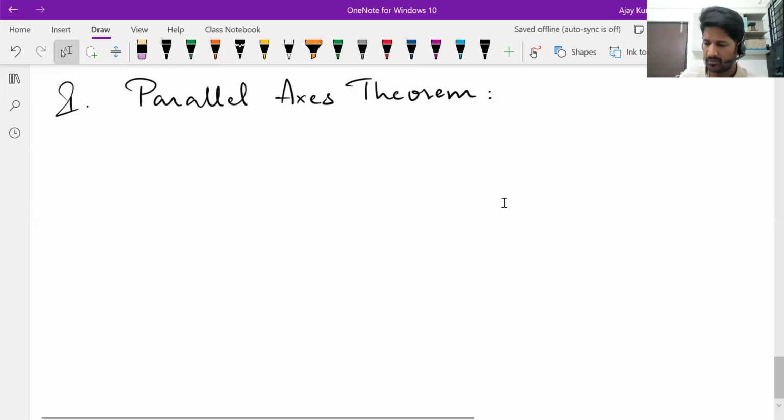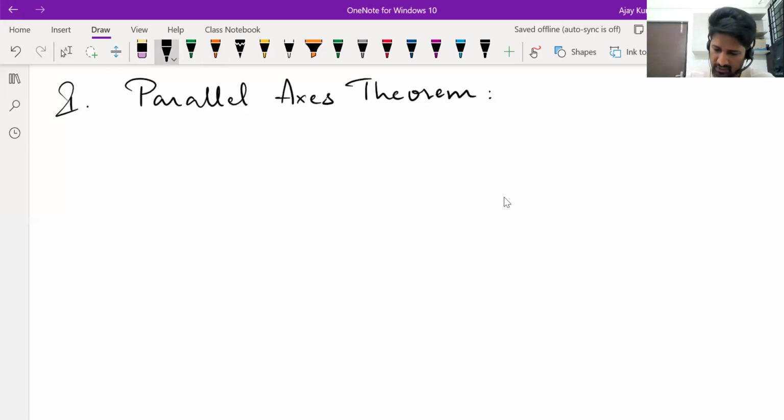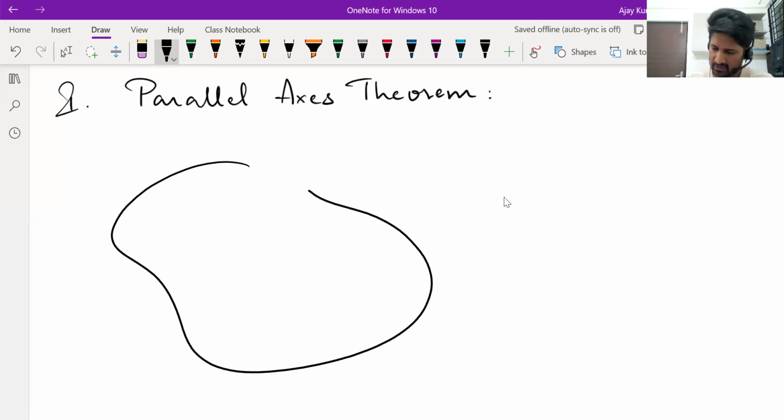So what is the parallel axis theorem? Listen, suppose there is a system like this, some random system I am considering. We will discuss the proof in detail. Assume this system's center of mass is here. We'll just mark it as C. C is the center of mass of this system. Every system will have a center of mass, and we have already worked on that. We know how to identify the position of center of mass of a system.